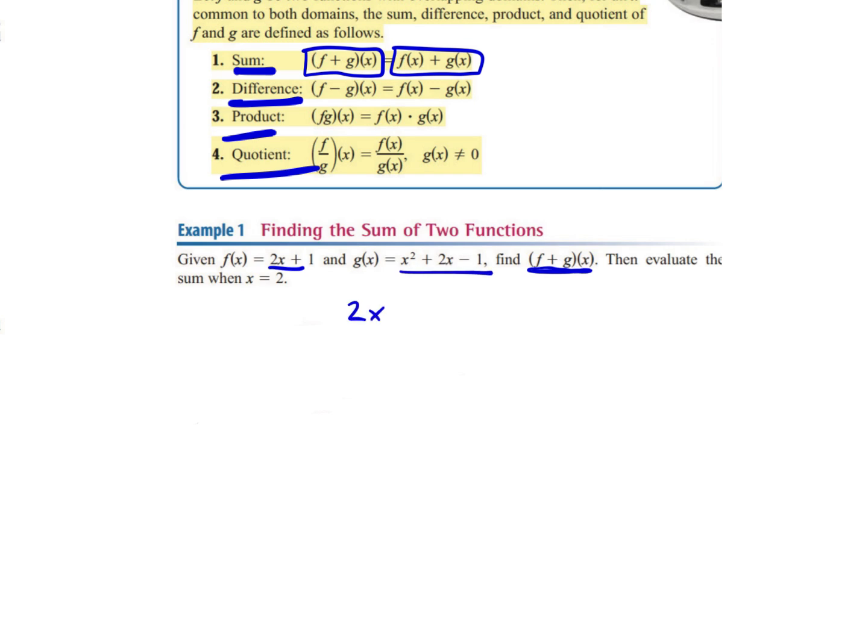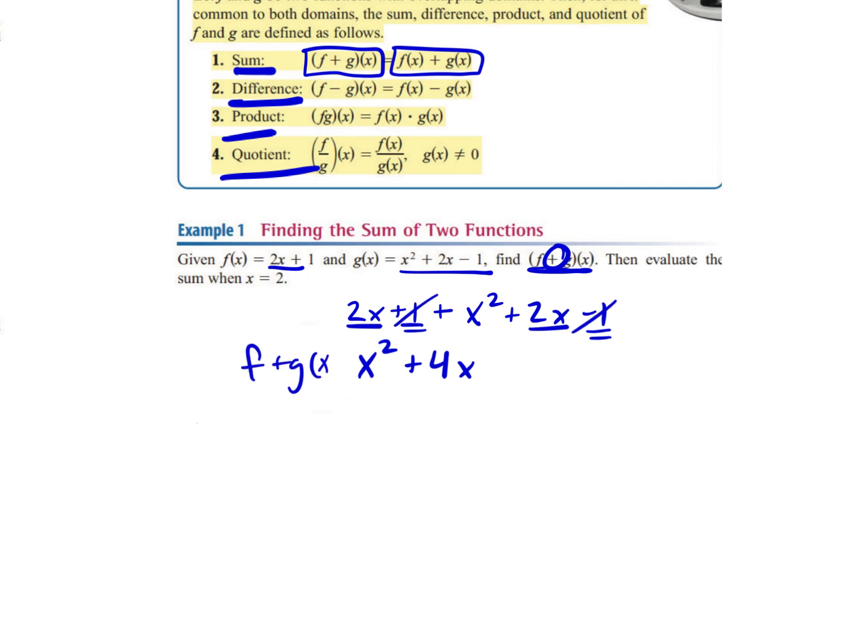So we have 2x plus 1 plus, because it tells us to find the sum, we're adding them, x squared plus 2x minus 1. From here, we want to combine like terms and simplify. So we're going to start with our x squared. Then we're going to add our x's together. So 2x plus 2x would be 4x. And 1 minus 1 would cancel. So f plus g of x is x squared plus 4x. So this would be our answer.